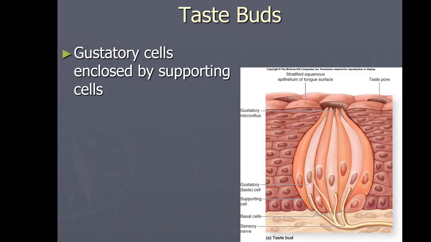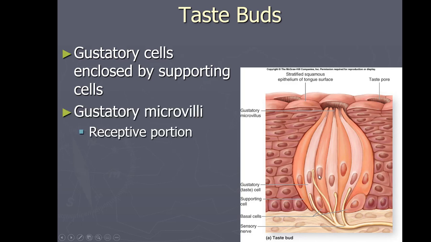All right, taste buds. A taste bud is a collection of cells. It has these supporting cells surrounded by gustatory cells, which actually sense the taste. At the tips, which would be on the surface of your tongue, you have these little microvilli. These are what actually respond to taste. So gustatory microvilli respond to taste. And then when they sense it, that stimulates these neurons, and the action potentials are transmitted back towards the brain to let you know what something tastes like.